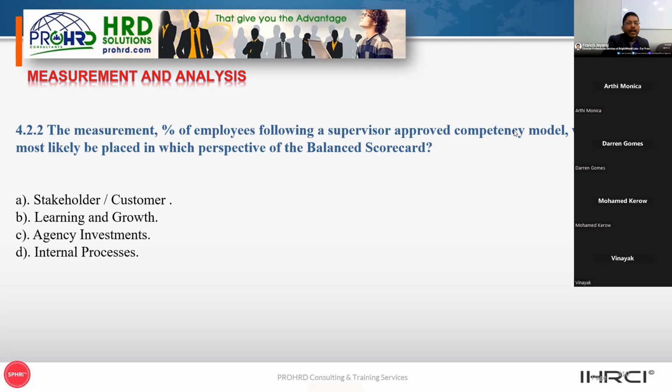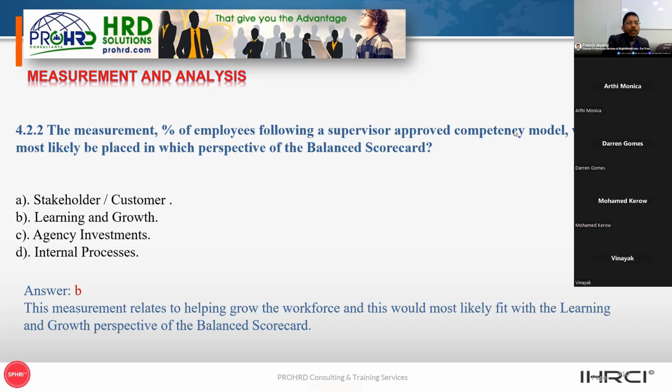B is the right answer, correct. Learning and growth. So the measurement relates to helping grow the workforce, and this would most likely fit with the learning and growth perspective of the balanced scorecard.